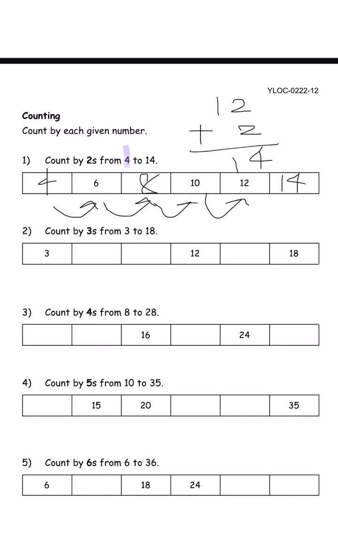Okay, now we're going to try number 3. We have count by 4s from 8 to 28. So it says from 8. So we're going to start with 8. And 8 plus 4, 8, 9, 10, 11, 12. We put 12. Plus 4 is 16.